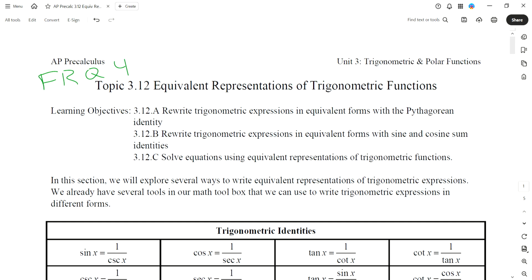Because this is such a large lesson, there are 3 objectives. The first one is we're going to rewrite trig expressions in equivalent forms with something new. It's called the Pythagorean identity. It's really neat, really cool. How we understand it is actually easier than it might seem. Number 2, we're going to rewrite trig expressions in equivalent forms with sine and cosine sum identities. And then last one, solve equations using equivalent representations of trig functions.